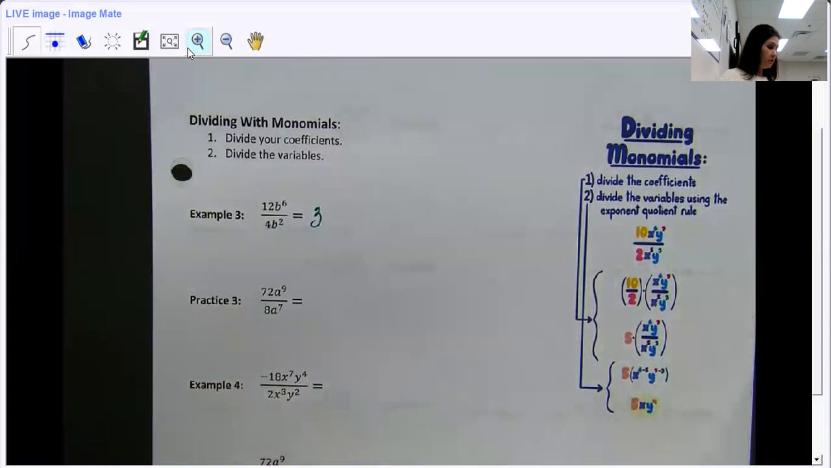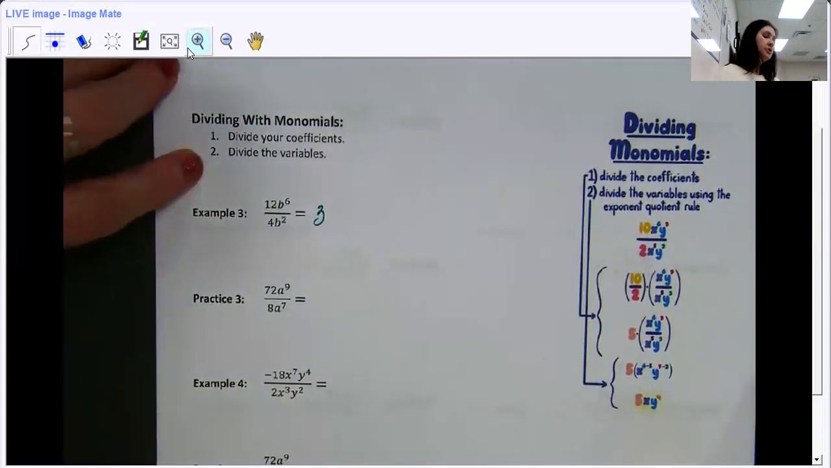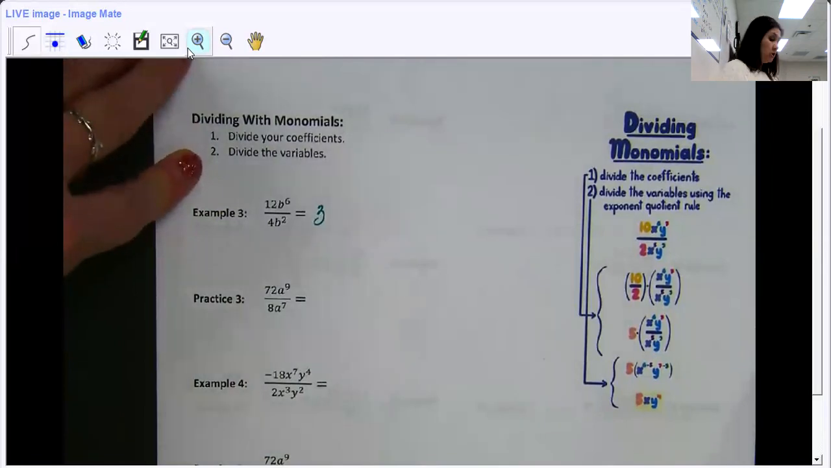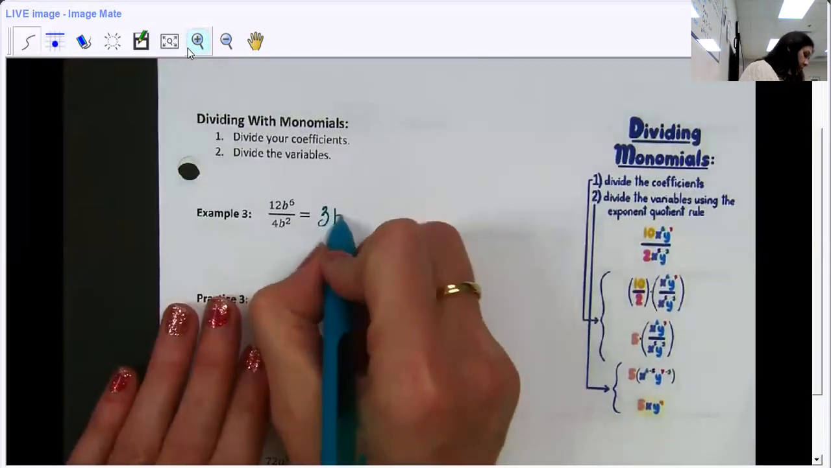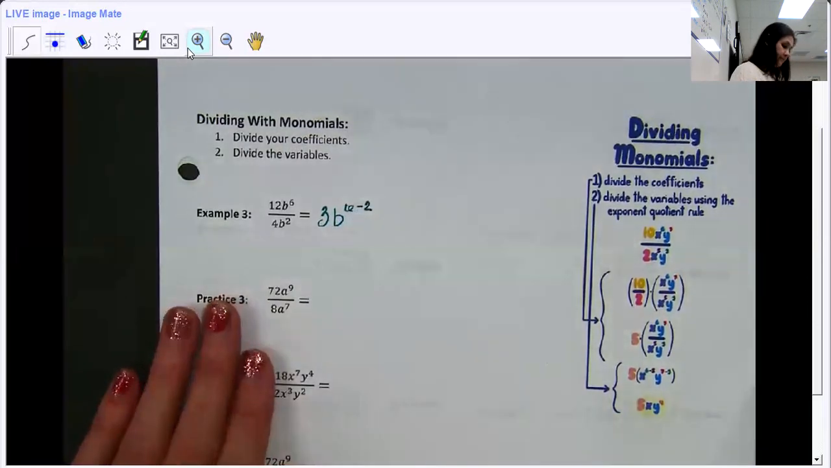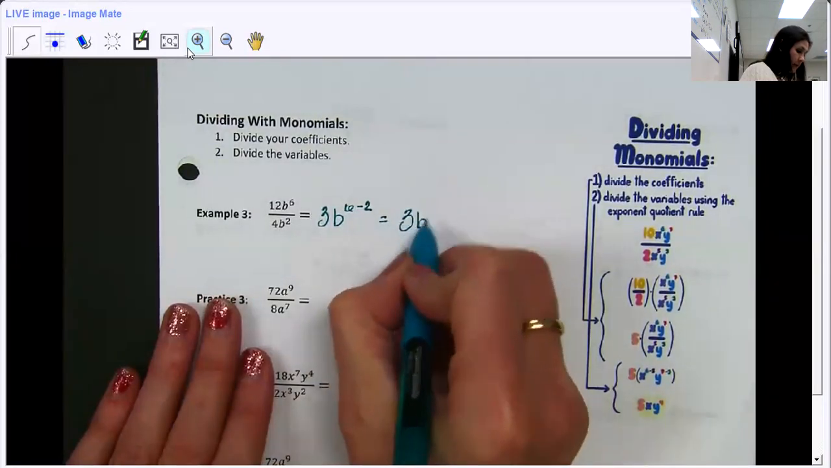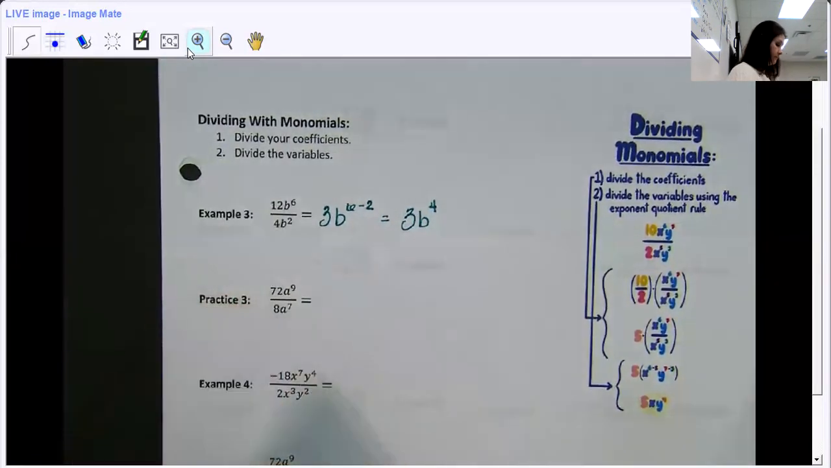So the first thing you're going to want to do right here in step 1 is to divide your coefficients. The next thing you're going to want to do is divide the variables. So in this case, we have b to the power of 6 minus the 2. So our final answer for this one is 3b to the power of 4.